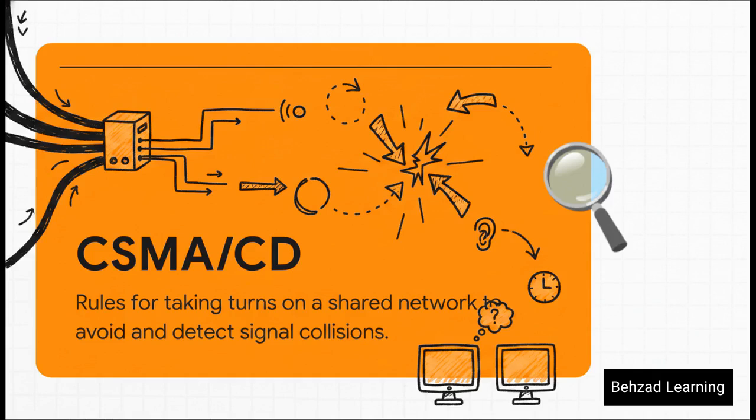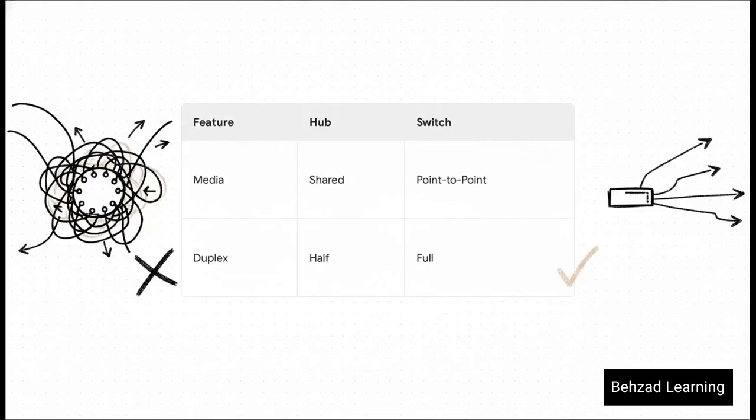And that random back-off timer is incredibly important, because if they both waited exactly 1 second, they would just collide again instantly, right? The random timer ensures they stagger their retransmissions. So the crucial takeaway here is the massive difference between legacy hubs and modern switches.